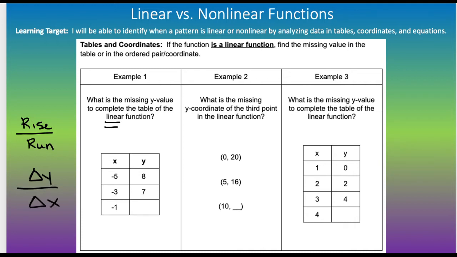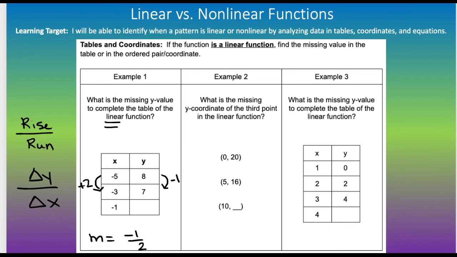So let's calculate the change in the y coordinates first. So if I go from this first point, negative 5, 8, to the second point, my change in y coordinates is minus 1. Then if I look at the change in my x coordinates, it looks like to go from negative 5 to negative 3, I'm actually adding 2. So that means this linear function, since I know it's linear and I know that it has a constant rate of change, my slope is equal to negative 1/2.